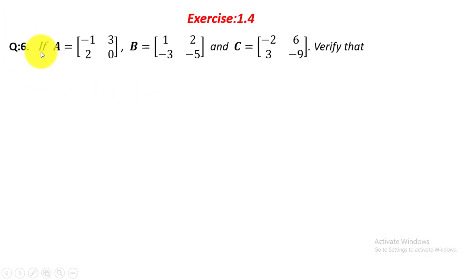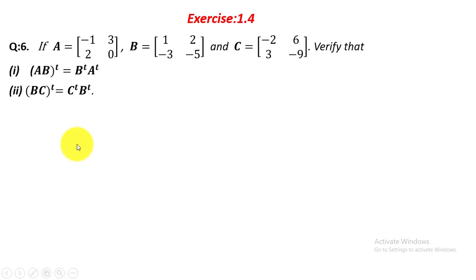Here the sixth question is: if A is equal to the matrix having elements -1, 3, 2 and 0, B is equal to the matrix having elements 1, 2, -3 and -5, and C is equal to the matrix having elements -2, 6, 3 and -9. Verify that, first, (AB) whole transpose is equal to B transpose into A transpose. Second, (BC) whole transpose is equal to C transpose into B transpose.